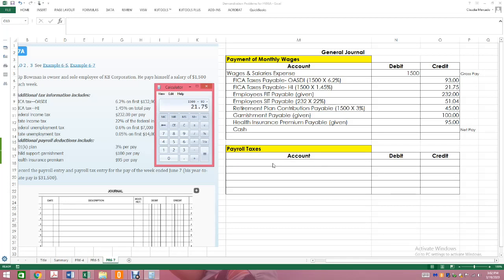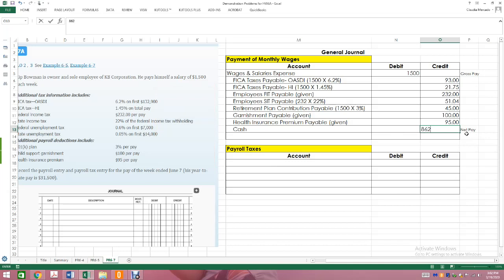So you subtract all of your deductions to be able to calculate your net pay. So that's $862.21. Wow. So they get paid $1,500 and they only take home $862.21. Okay. Welcome to the real world. That's what happens with all of our paychecks nowadays.